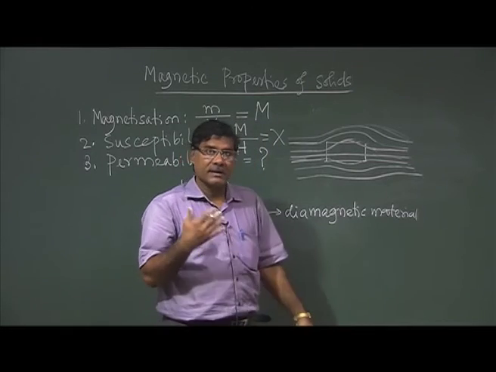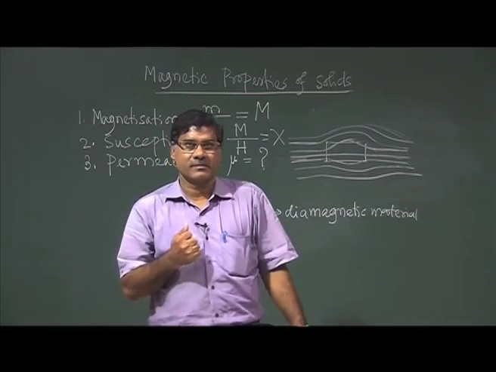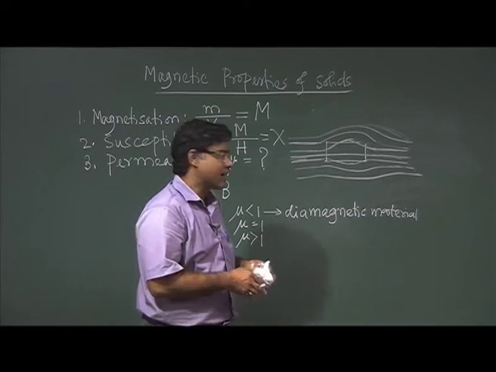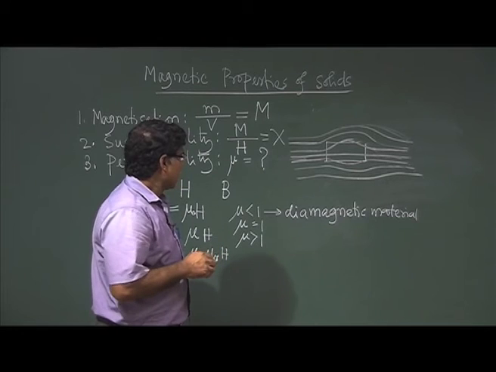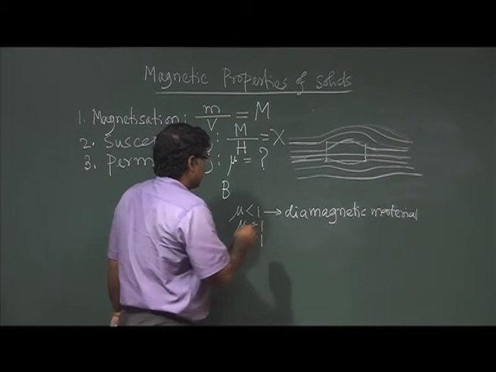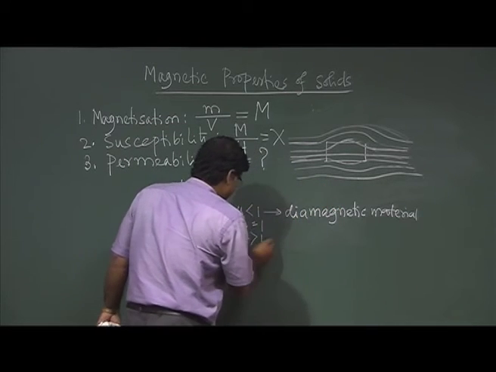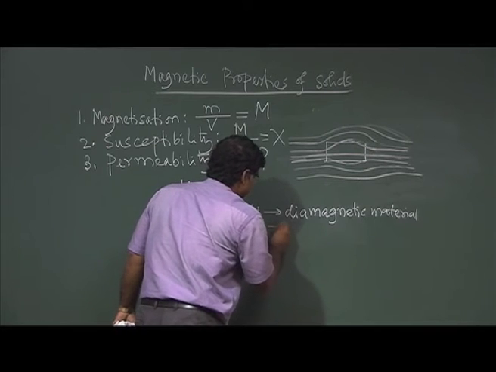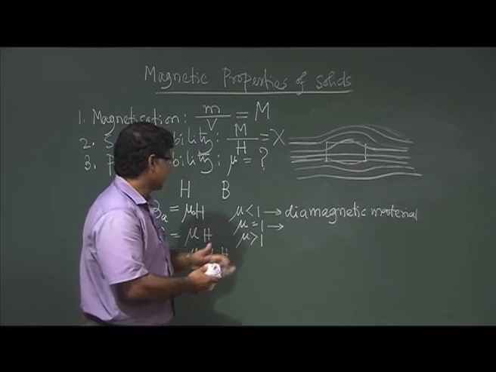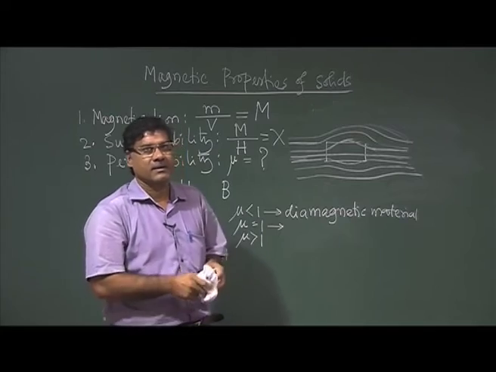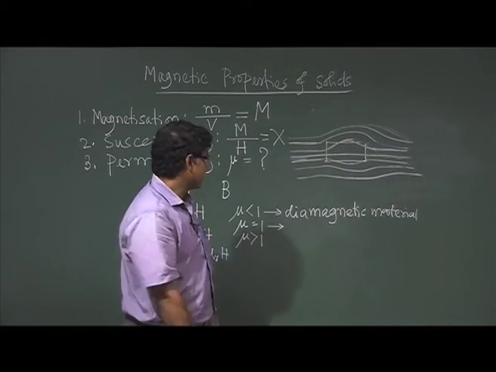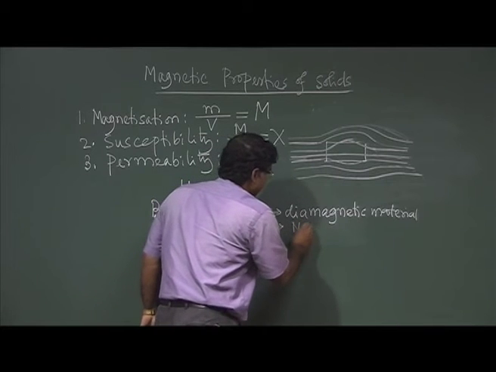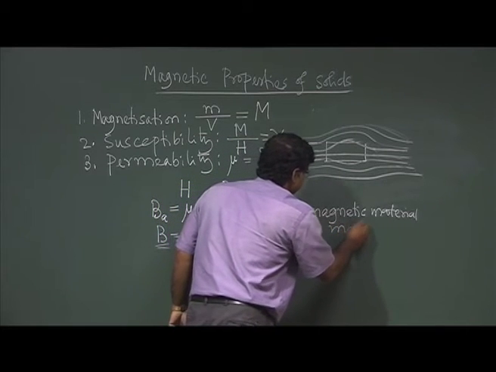So, and a superconductor is perfectly diamagnetic, it shows the perfectly diamagnetic property, superconductor, that we will see. So this is the case, and in the case of mu equal to 1, there is no change of the field inside the material. So this is basically non-magnetic material.